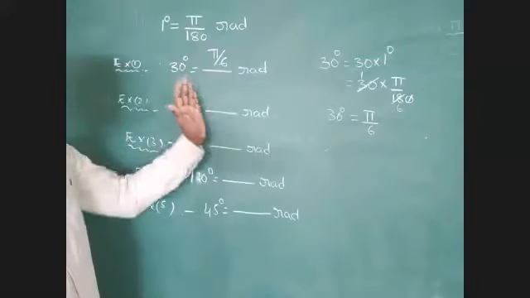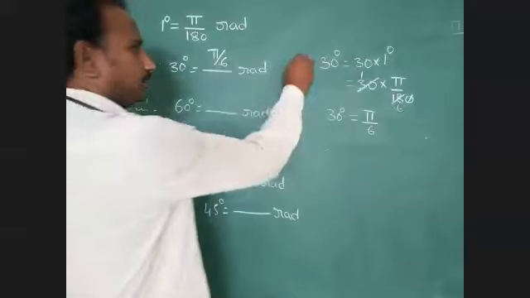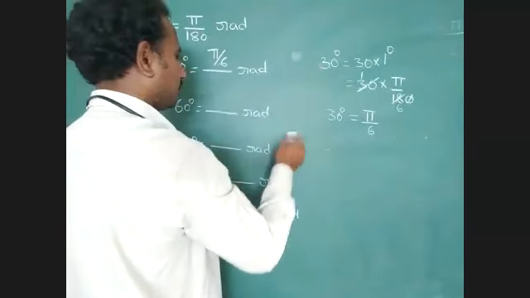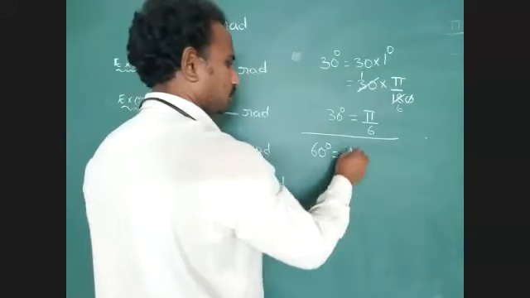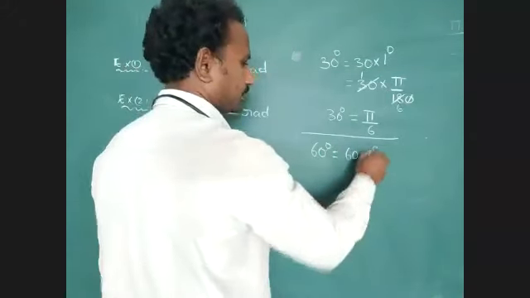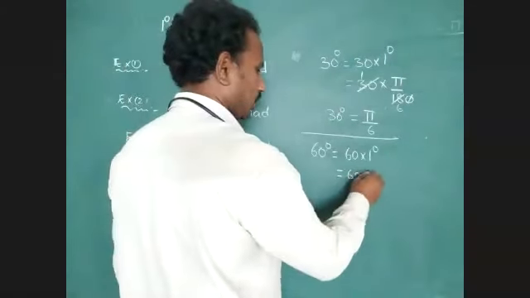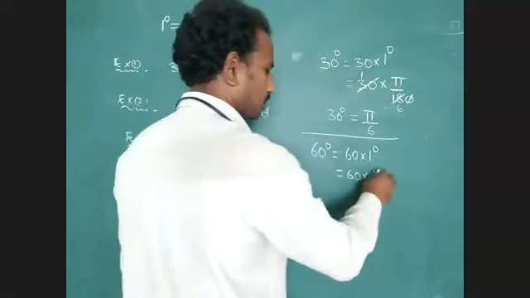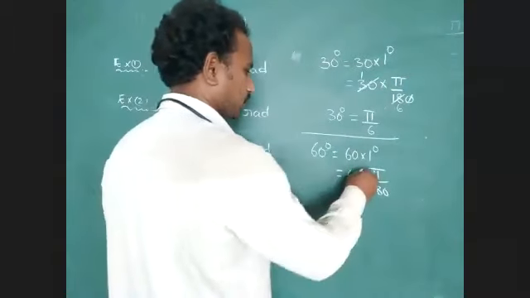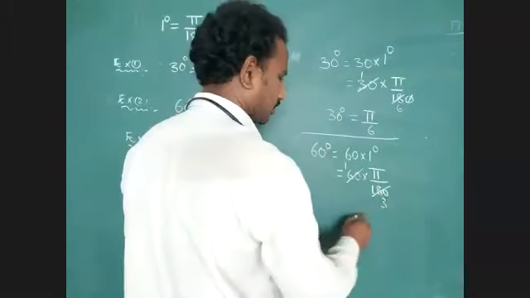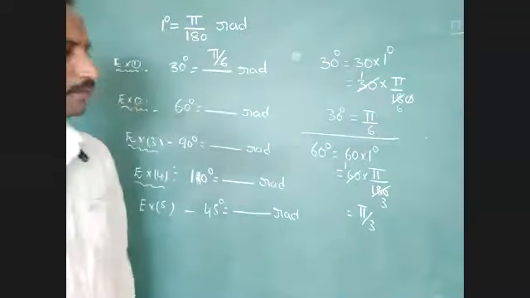The next one, 60 degrees equal to dash radian. Okay, next example problem, we have to write 60 degrees. 60 degrees equal to 60 into 1 degree. 60 into 1 degree value equal to how much? Pi by 180. 6 goes 1 time, 6 goes 3 times. That is equal to pi by 3. So 60 degrees equal to pi by 3.